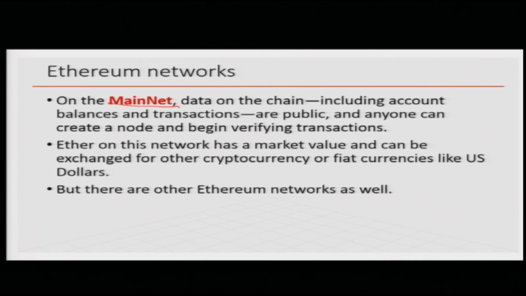So the mainnet has all the data that is public, like blockchain data, and anyone can create a node and begin doing transactions. They can also do verification of transactions. They can do, of course, the mining with proof of work, which will require a lot of computation power. But to join in the mainnet and start getting Ether from exchanges and then spending Ether on purchasing stuff, all that stuff you can do through this mainnet.